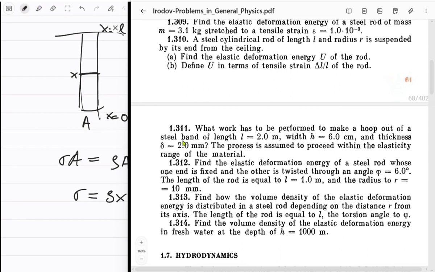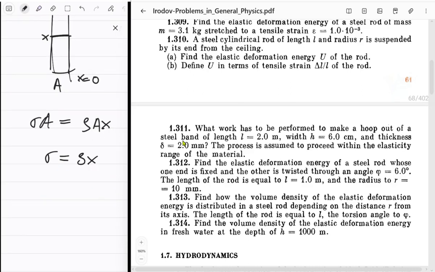Find the elastic deformation energy of the rod. Okay, if that's all you want, I can do it. I thought they would ask to find the actual change in energy, which would have to do with the gravitational change in energy as well. Anyway, if it's just the elastic energy, then I know how to do it.